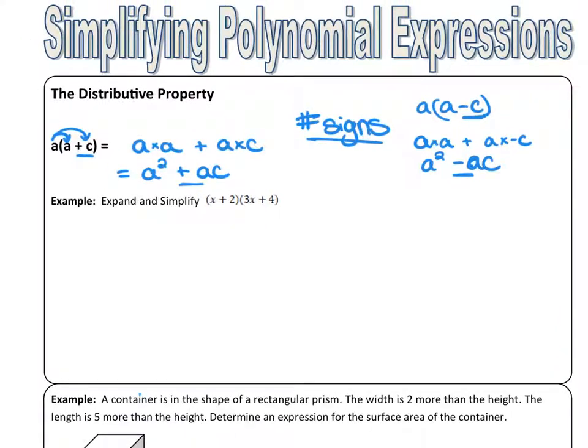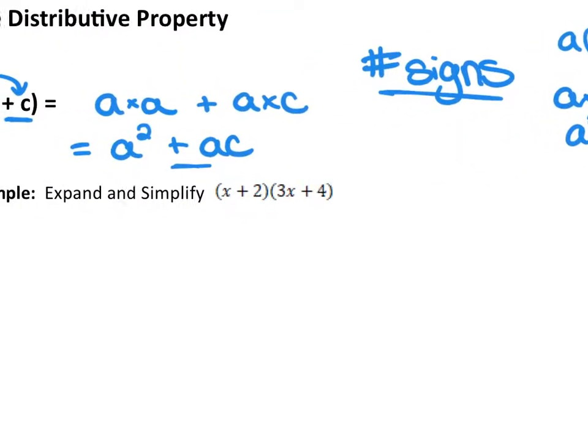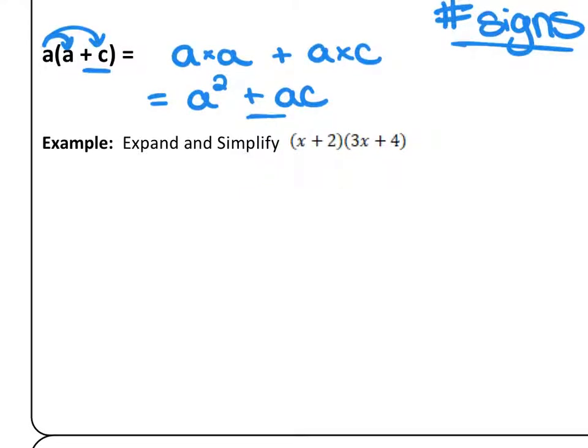Okay, I'm going to show you a more complicated example than what we just did. We're going to expand and simplify x plus 2, which is in the first bracket, and 3x plus 4. I'm going to make this a little bit bigger so we can see it. What I do is I take that first term and multiply it by each of the terms in the second bracket. And then I'll take that second term and multiply it by each of the ones in the second bracket. So here's how it looks when I do it.